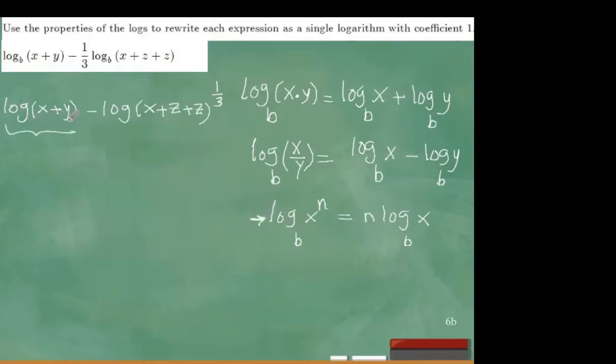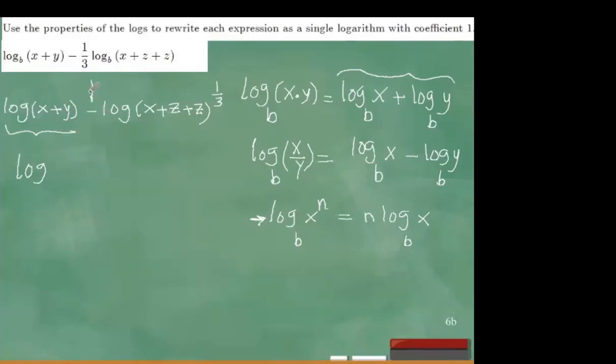Log of x plus y, here I have log of x plus y. You see my argument is a sum of x and y. If you look at the property on the right-hand side, it says if the argument is a product, quotient, or power, I can expand it, not if it's a sum. So I have to leave this as log of just x plus y. This is already a single logarithm.